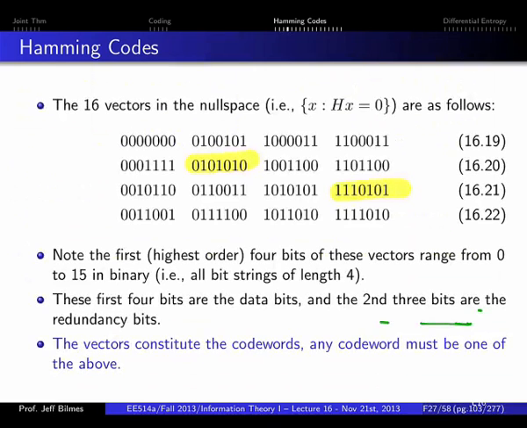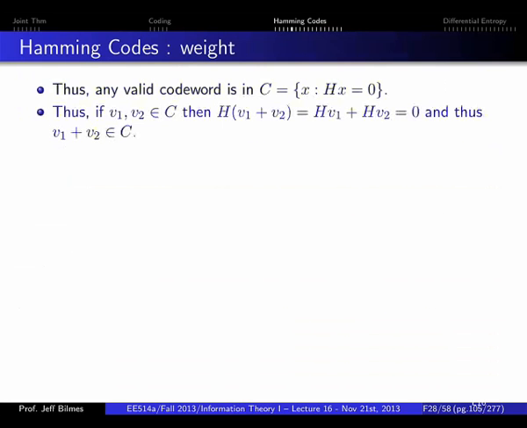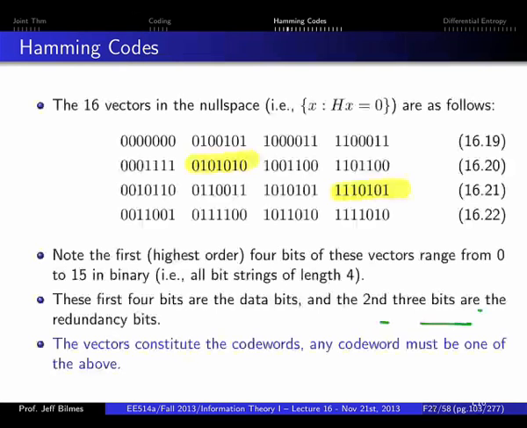Does anyone want to give it a try? Who wants to add together two of these vectors? What was the claim that we made? Anyone want to try it? Maybe there are still errors in this table. The 1, 1, 1. Okay, so hold on. Which one do you want to do?